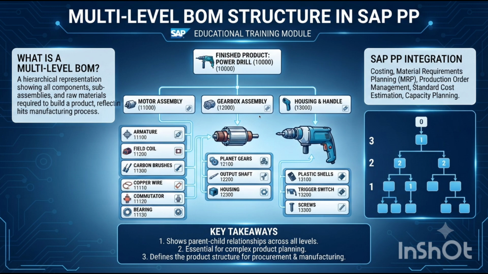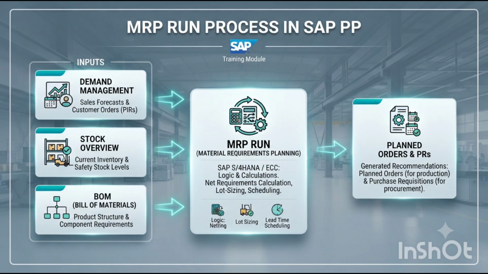SAP allows different types of BOMs such as engineering BOM, production BOM and costing BOM. A well-maintained BOM ensures accurate material planning, correct costing and prevents shortages or excess stock during production. In real life, even a small error in BOM can cause major production delays and increased costs. That's why maintaining accurate BOM is critical for any manufacturing company.